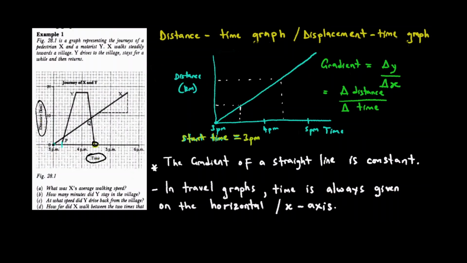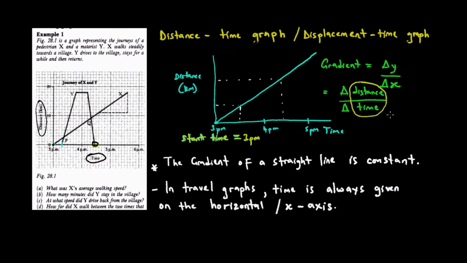So distance over time is the formula for what? It is the formula of gradient, but have you heard distance over time explaining something else? Speed. What is the formula of speed? Speed is distance over time. So the gradient of a distance time graph gives us speed.